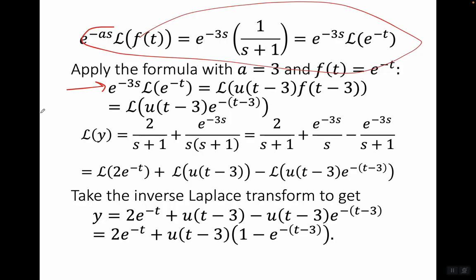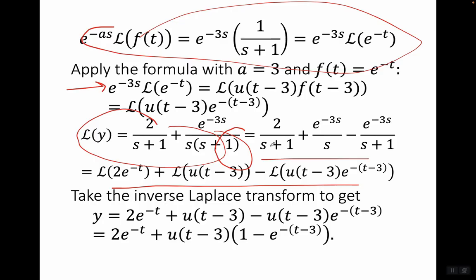So the Laplace transform of y, okay, with this we've seen before. You break this up using partial fractions, you end up with this. And it turns out that this is the Laplace transform of 2e to the negative t. This is the Laplace transform of u of t minus 3. And this is the Laplace transform of u of t minus 3 times e to the negative (t minus 3).